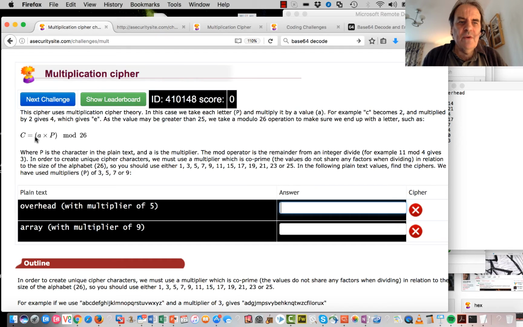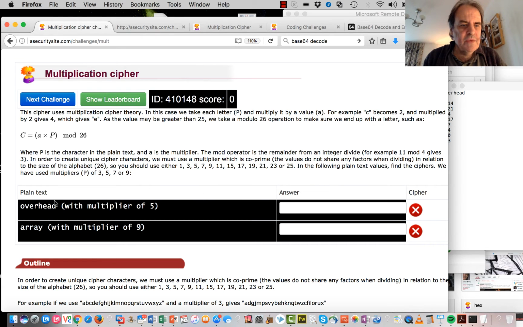The only thing we need to watch for is that the value that we multiply the number by, the a value here, needs to be what's called coprime, which means that it can't share a factor with 26. So the factors of 26 are 2 and 13, so we can't have any even numbers, or we can't have 13. So those are the values we could use to multiply our values.